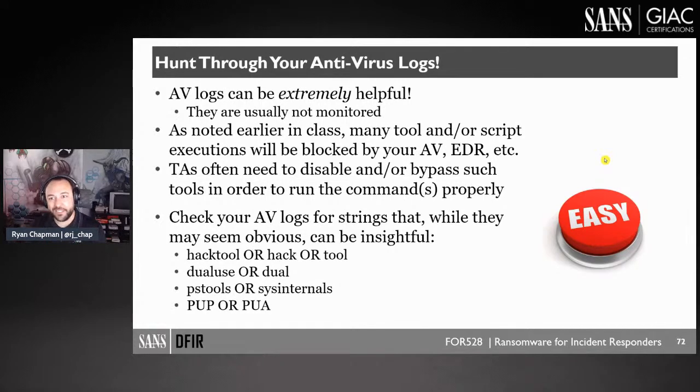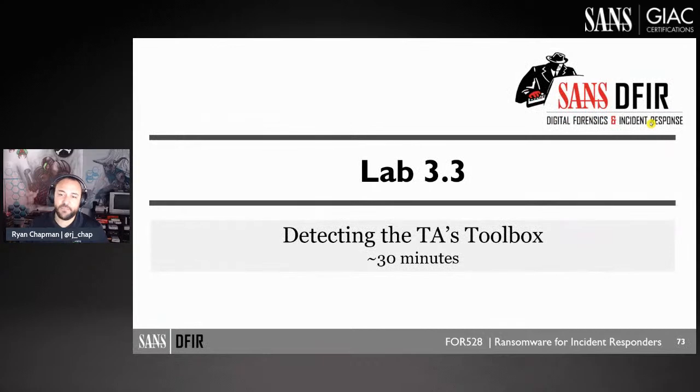So when your AV says, hey, there's Mimikatz over there, most folks don't hunt through that. They never even see it. When you see things like hack tool, PS tools, PUP, or even PUA sometimes, to be honest, many organizations never even look at those. Those can be critical to identifying ransomware.